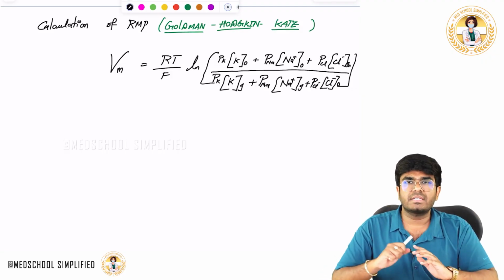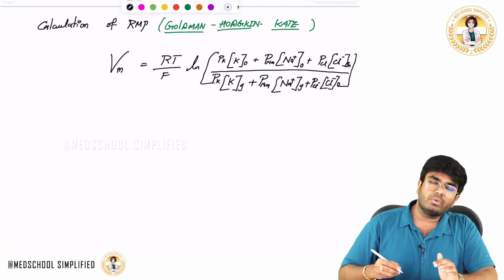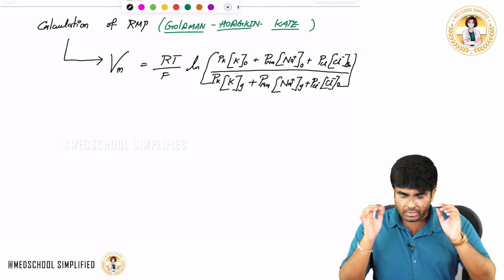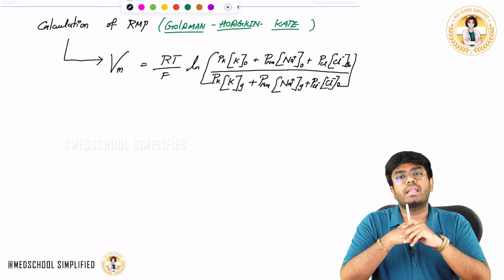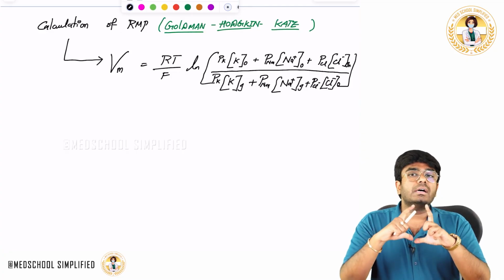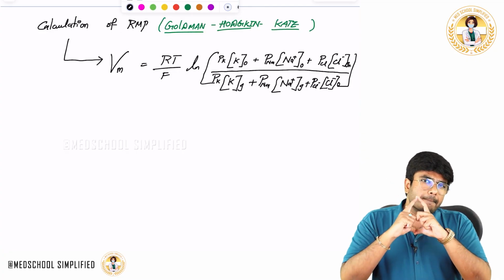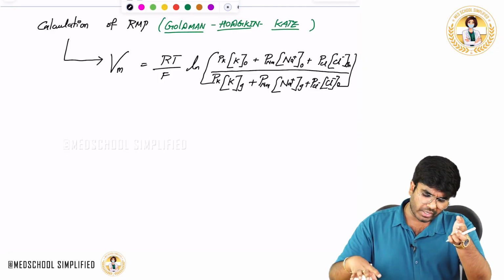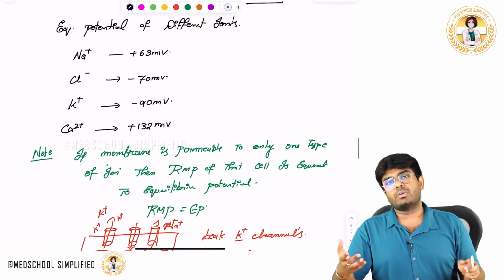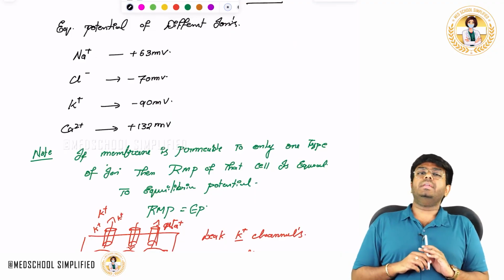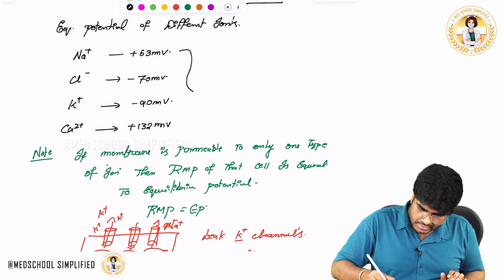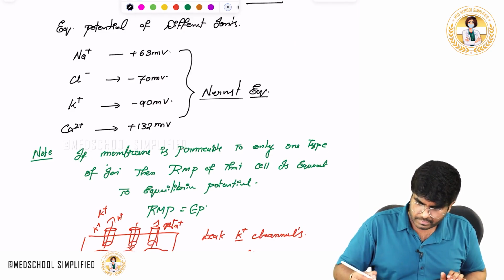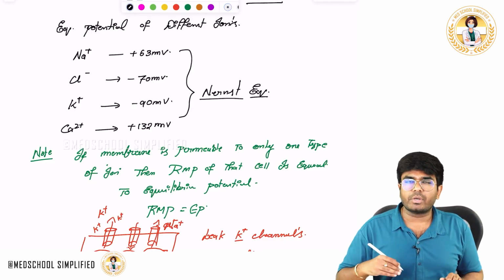So this is the Goldman-Hodgkin-Katz equation. This equation is going to help you in the calculation of resting membrane potential. Just know the name: the Goldman-Hodgkin-Katz equation is used to calculate the resting membrane potential of a cell. The Nernst equation is used to calculate the equilibrium potential of a particular ion. You know the potassium equilibrium potential is -90, sodium is +63, chloride is -70 and calcium is +132 millivolts. To calculate this you require the Nernst equation. All these are equilibrium potentials.